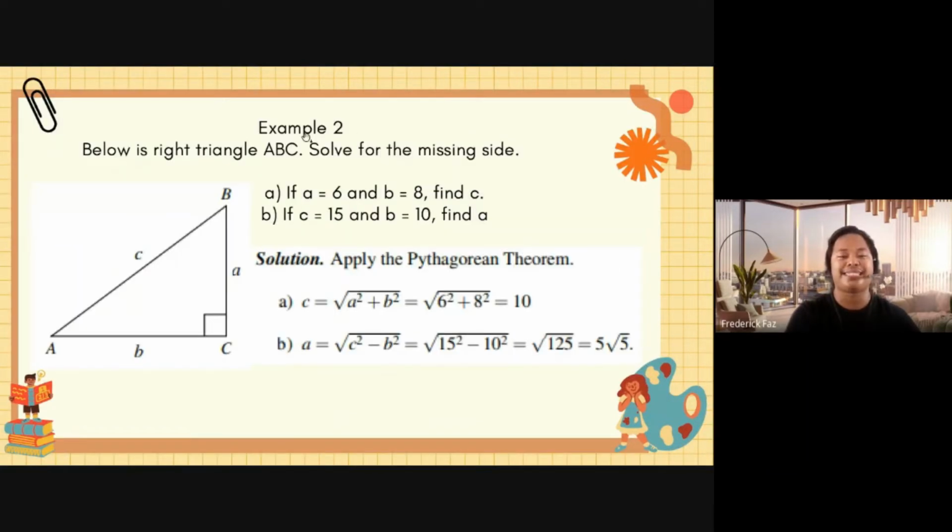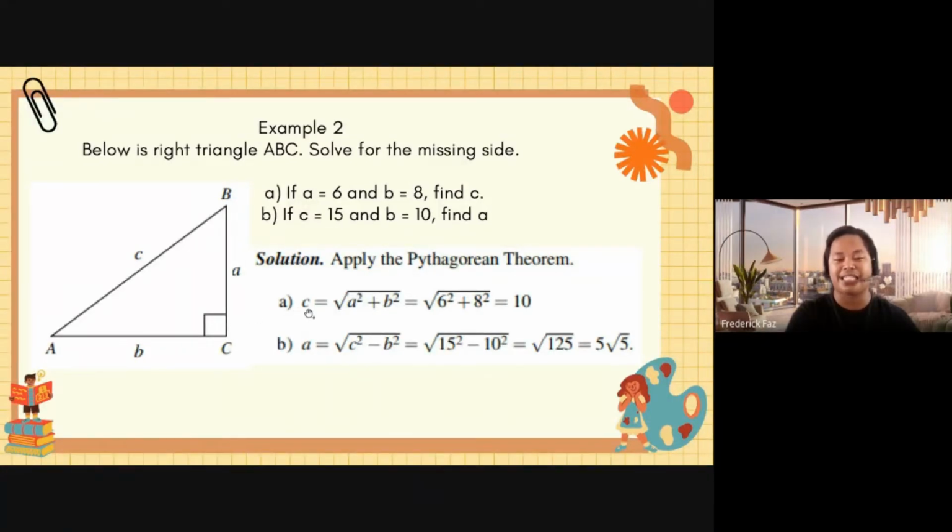For this example, we're going to solve the missing side. So if A is equal to 6 and B is equal to 8, find C. So we are going to recall the Pythagorean theorem to find the missing length of the side. So in this figure, C is considered as the hypotenuse since it is the side opposite 90 degrees, or opposite of angle C.